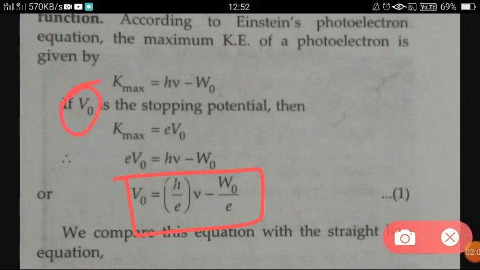About stopping potential and this equation, we have already discussed in previous lectures. So those who are watching today's video, please go and watch the previous one, then only will you understand whatever I am going to explain next.